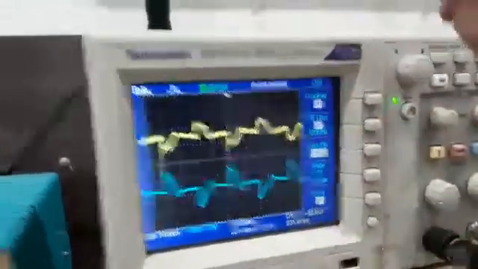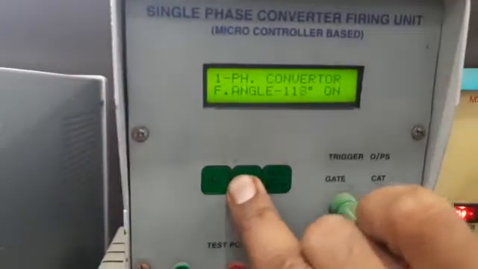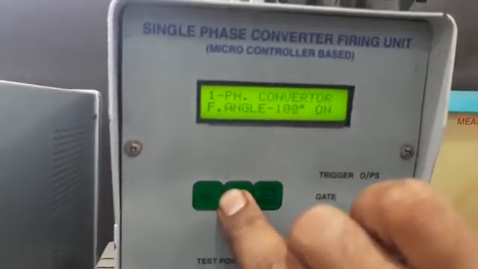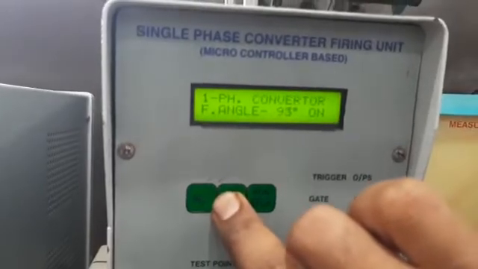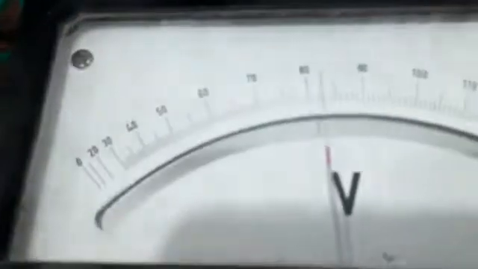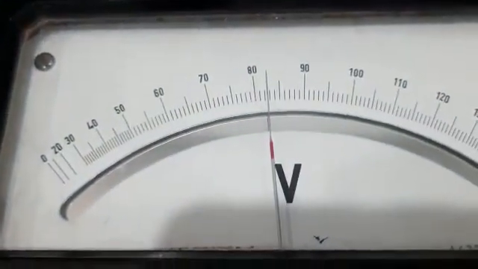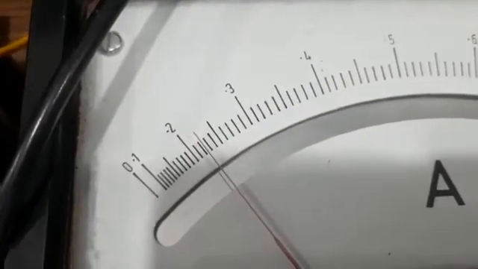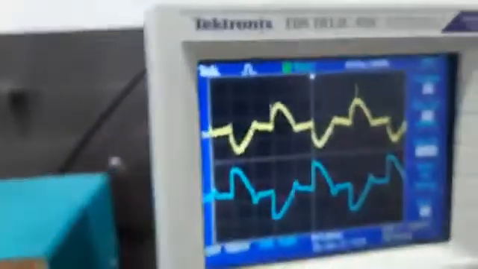Okay. Then now we will change the firing angle to 90 degrees. For firing angle 90 degrees, voltage is nearly 83 and the current is 0.23. Now you can observe the waveform.